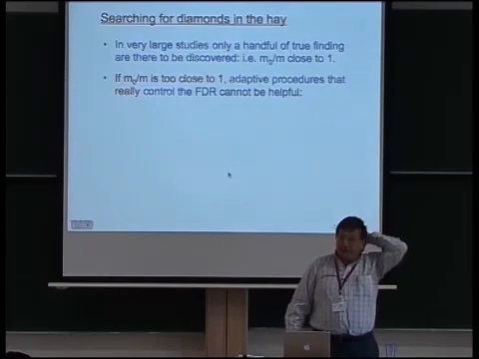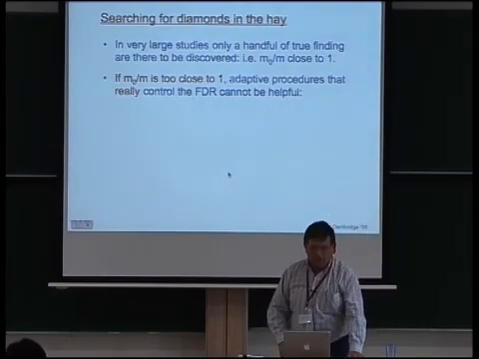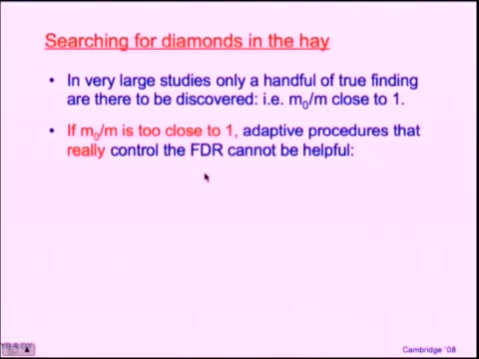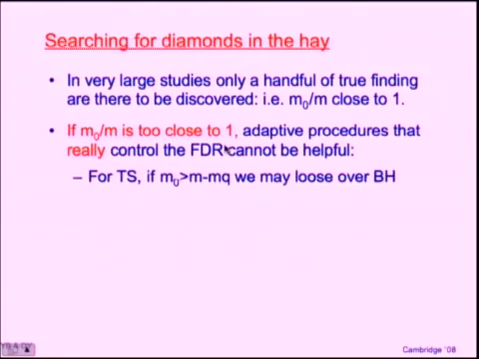Now, are these adaptive procedures helpful when you're talking about the problem of searching for diamonds in the hay? In very large studies, only a handful of the true findings will be true. And if m naught over m is too close to 1, adaptive procedures that really control the FDR run into trouble. If you look at the 2 stage that I mentioned, if m naught is bigger than m minus m times q, then you start from a less attractive position, and it may help you, but you may lose.